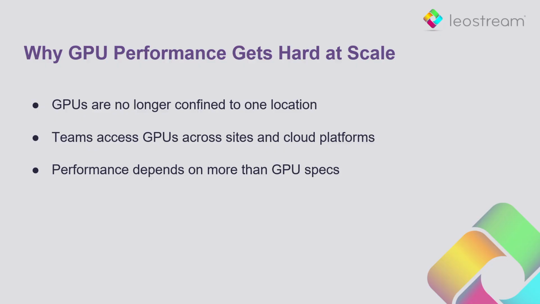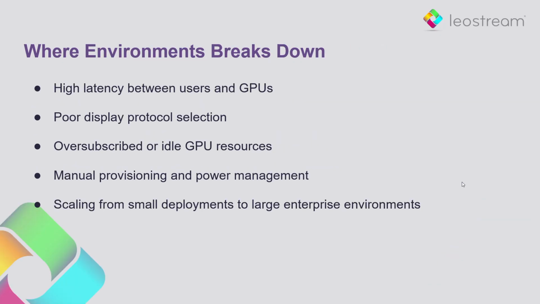You also have teams that need to access these GPUs, and you want them to be able to move across sites, use different platforms, and do that in a way that optimizes their performance and optimizes the resource usage. And then also, the last thing that makes it hard is figuring out how you're going to connect users to those machines, because ultimately the performance they get from their environment depends not just on the GPU itself. You have to think about the network, you have to think about display protocols, and again, these environments get pretty complex. So where exactly should you be looking when you want to make sure that you've optimized your environment?